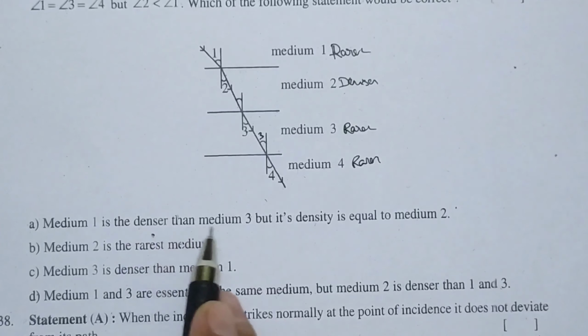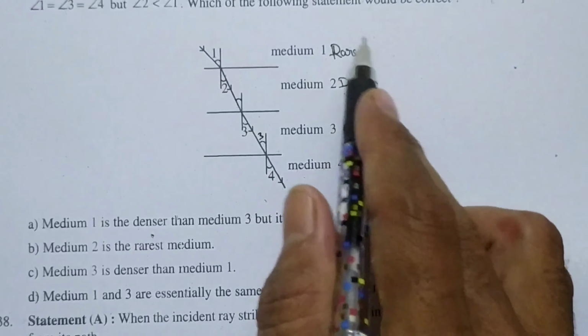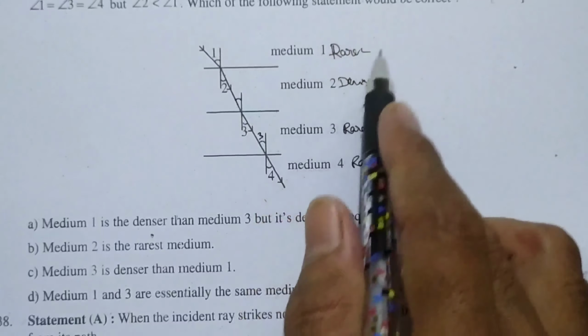Medium 1 is the denser medium, then medium 3. No, medium 1 is the rarer medium, so this is the wrong option. Medium 2 is the rarer medium, that is also false. Medium 3 is the denser medium, that is also false.